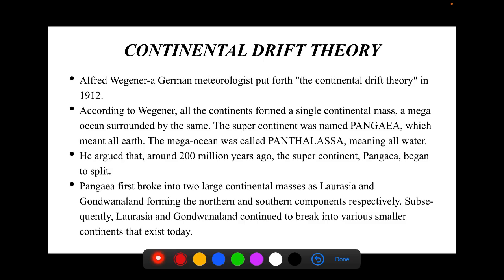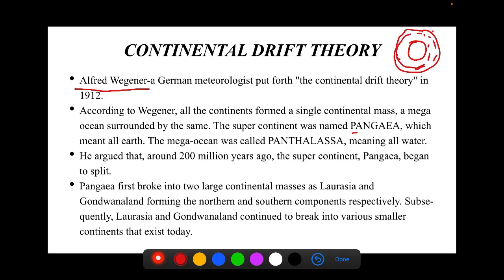Alfred Wegener, a German meteorologist, put forth the continental drift theory in 1912. According to Wegener, all of the continents formed a single continental mass, with a mega ocean surrounding it. So what he stated was that all of the land was present at one place only, and a major ocean surrounded this land.